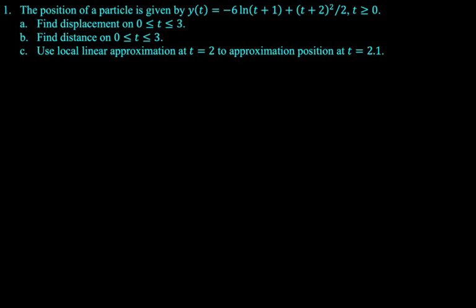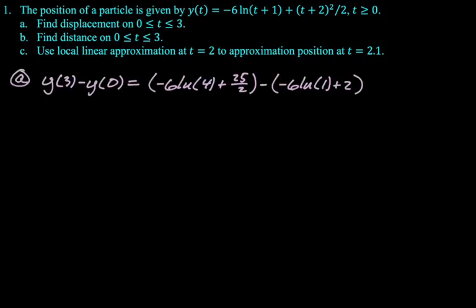All right, displacement. I always think displacement is the easy one. Distance is the hard one. So displacement is just where you ended up minus where you started. So for that one, I need to do y of 3 minus y of 0. Y of 3 is going to be -6 natural log of 4 plus 25 over 2 when we plug in 3, minus the quantity. I recommend you put parentheses around the first and the second thing when you do this. It's just cleaner. You'll make fewer mistakes.